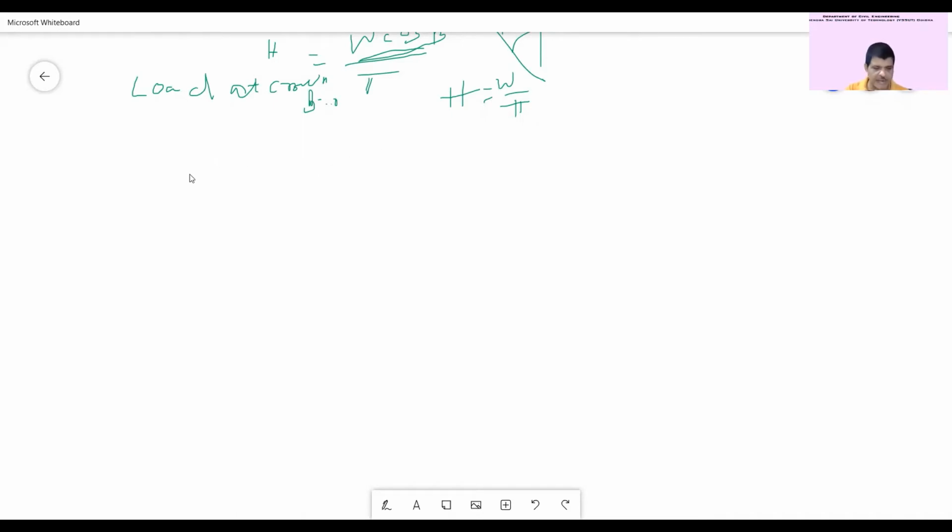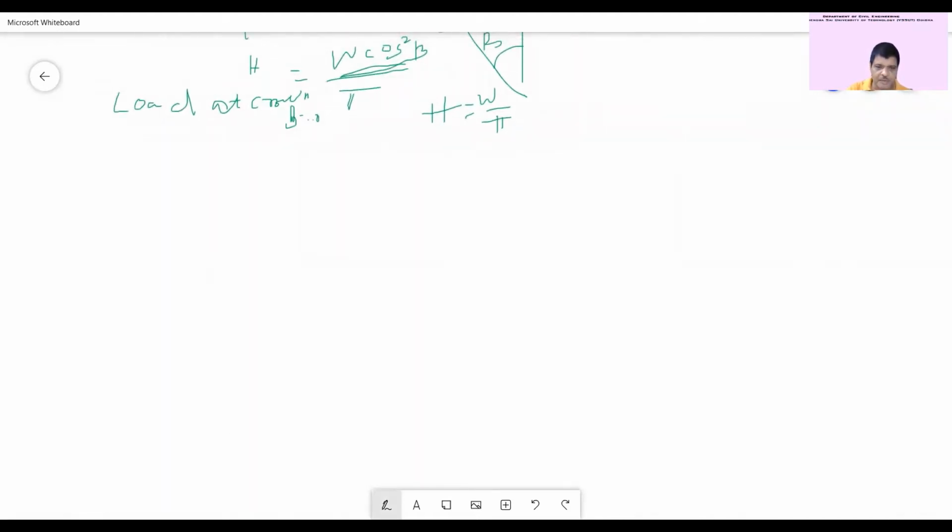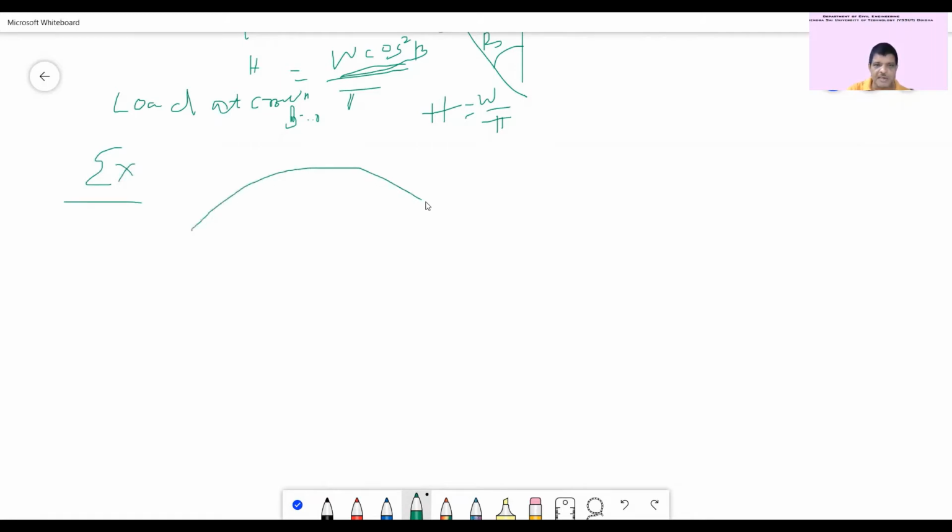Now let us discuss this problem using these equations. The first problem we will take as an example: take a parabolic arch. This is a parabolic arch having a span equal to 36 meters. And this span is 36 meters.